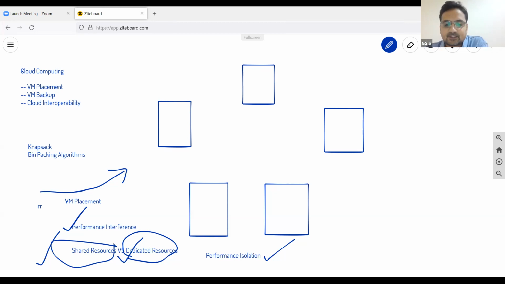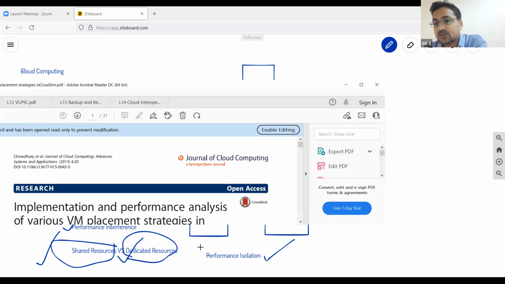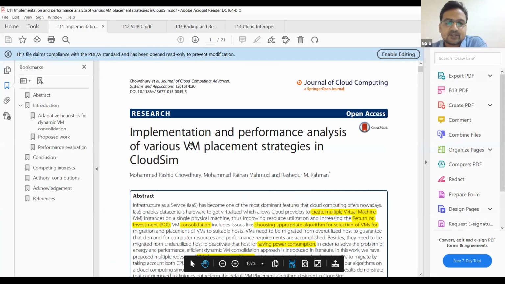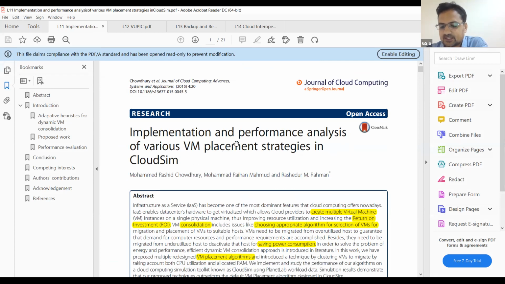Now I'll move to a paper which talks about a set of VM placement algorithms. We'll do it quickly so that we can get an idea. There is a lot of scope for innovation. Anybody who is interested in cloud computing can also think about designing new VM placement algorithms. The experiments can be done using simulators like CloudSim, or you can have a small setup of 4 or 5 physical servers and test it. So let me move to this paper. It says implementation and performance analysis of various VM placement strategies in CloudSim. So they did it on CloudSim.